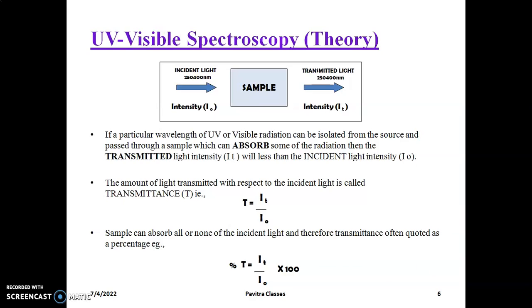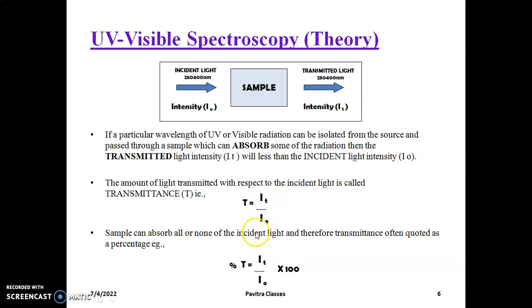The theory behind UV visible spectroscopy is that when light passes through the sample, the light before the sample is called the incident light. After the sample, some part is absorbed, and the released light is called the transmitted light. By this, the transmittance of the light can be calculated. The incident light is I naught and the intensity of the transmitted light is It. So transmittance is It divided by I naught.